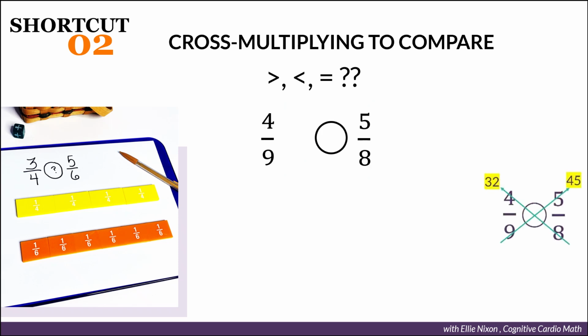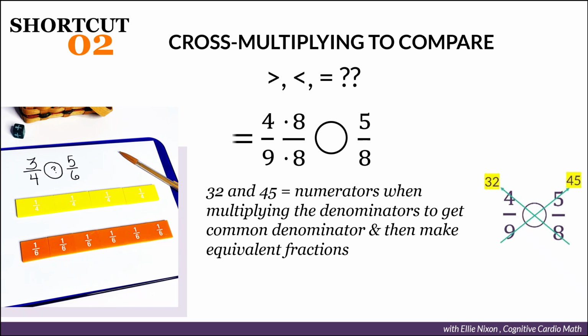So let's take a quick look at why cross multiplying actually does work if it's done correctly. Now, in my experience, students who use this method typically did not realize why it worked and that the 45 and 32 are the numerators you get when you multiply the denominators together to make a common denominator and get equivalent fractions. So you can see if we multiply the 8 and the 9 by each other to get our common denominator and then get the equivalent fractions, we get the 32 and the 45. So the cross multiplying is basically doing the numerator part of the equivalent fractions.